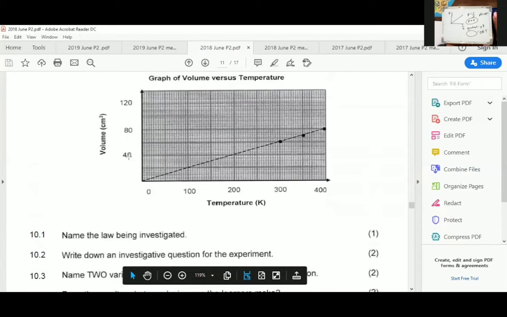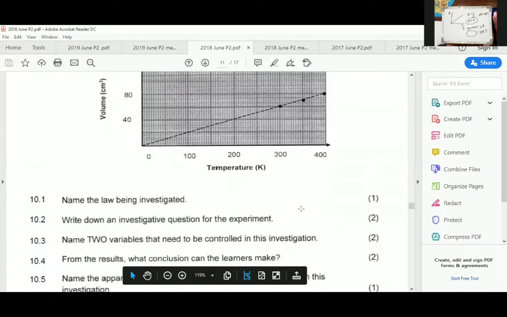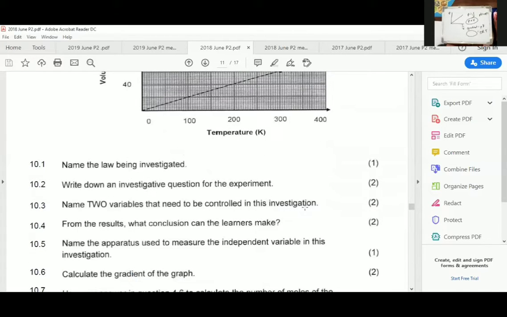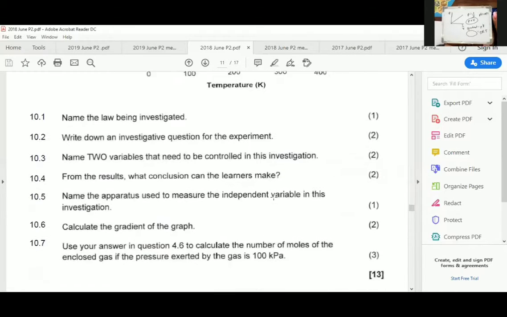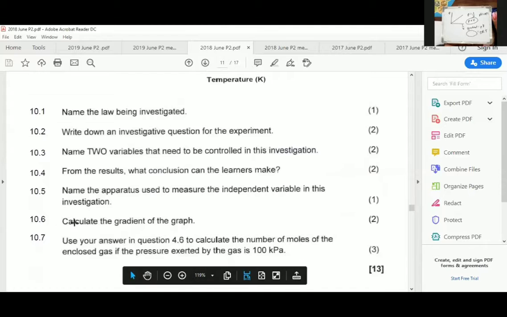Name the law being investigated when you compare volume and temperature. Write down an investigative question. 2 variables that need to be controlled. In every chem exam, and every physics and chem exam, there's always a prac question in. And gases is oftentimes a prac question because it's such a real life section that they can ask what are the variables, what do you need to keep constant, and stuff like that. So it's a good example to do. And then calculate the gradient, and then use your answer to calculate the number of moles. So that's a really nice question.